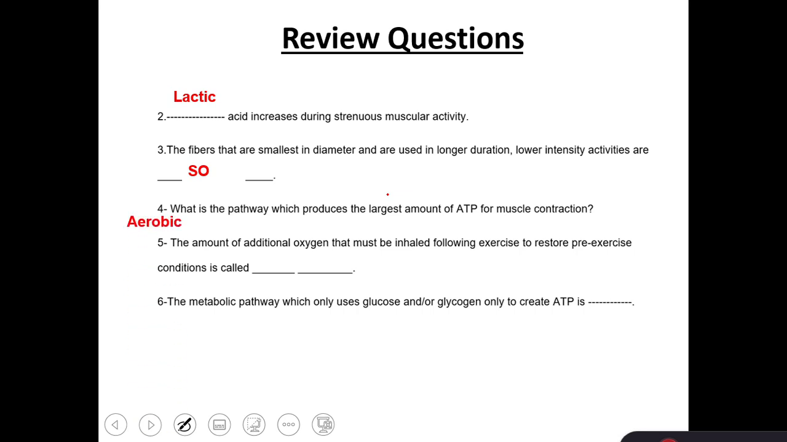What do we call the amount of additional oxygen that must be inhaled following exercise to restore pre-exercise conditions? This is oxygen debt. The metabolic pathway which only uses glycogen, which only uses glucose, which only uses carb, so it does not use fat, is the anaerobic.